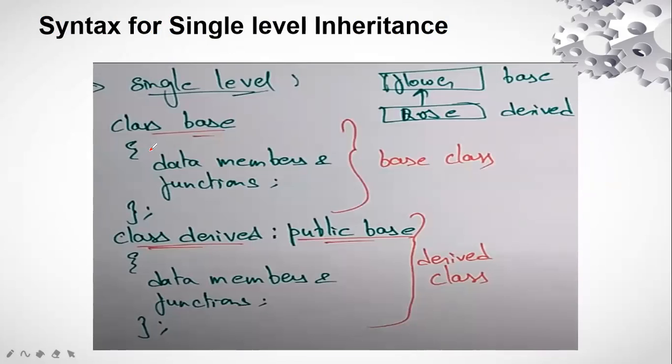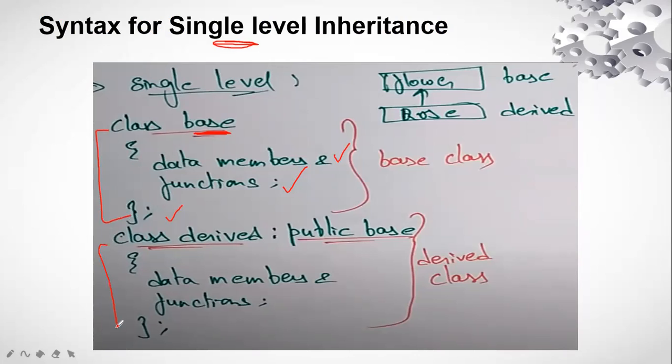We have seen that we have different types of inheritance. The first is single level inheritance. In single level inheritance, let's see how the syntax goes. We are going to define a class that is the base class or the parent class. Let's name it base only. So, class and the class name, base. Then we start the curly braces. We define the data members, then the functions, and we close the curly braces and give a semicolon to complete the class. This is how the base class is defined.